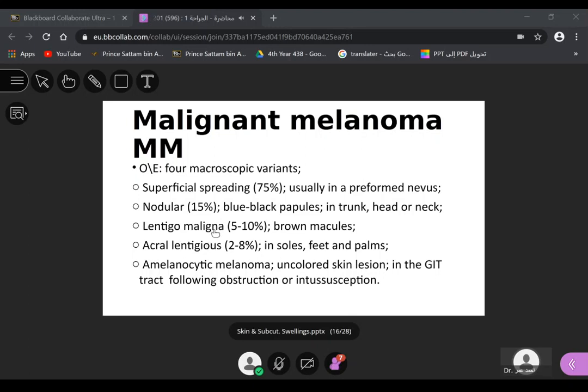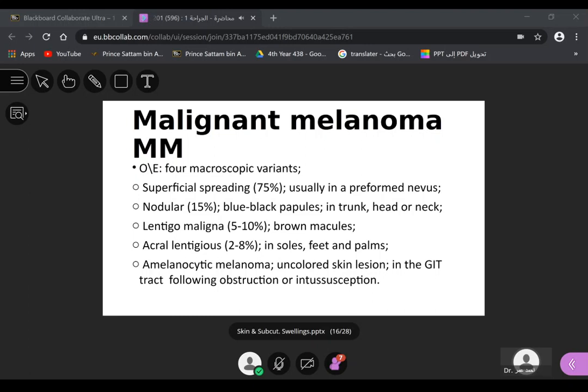Okay, there is also a very characteristic type of malignant melanoma which happens under the nails. What do you call this type? We call it subungual. I will just try to write it here for you. Subungual. As you can see here, subungual. This is a type of malignant melanoma that happens in the nail bed.